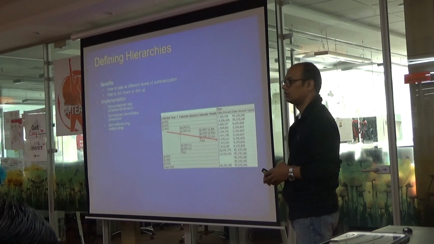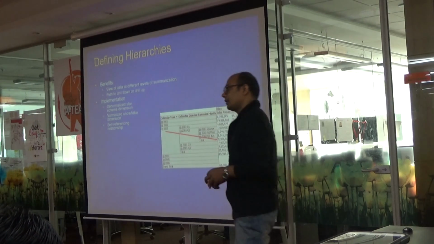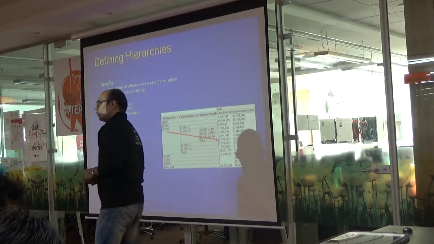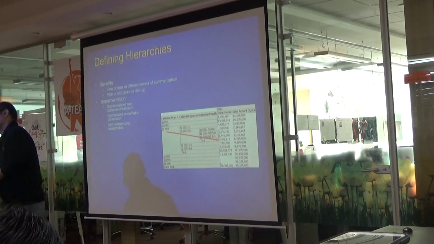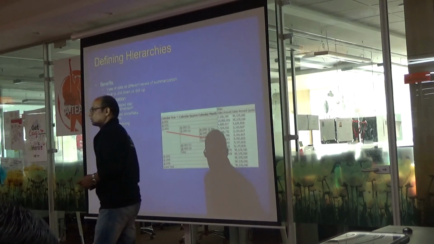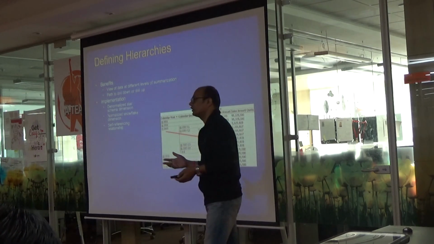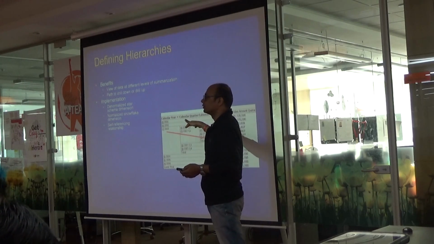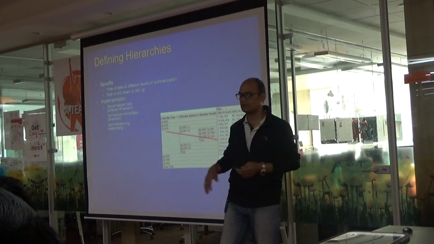Each dimension table will have one key. So that's the definition of a dimension table: key plus attributes is equal to your dimension. Okay?